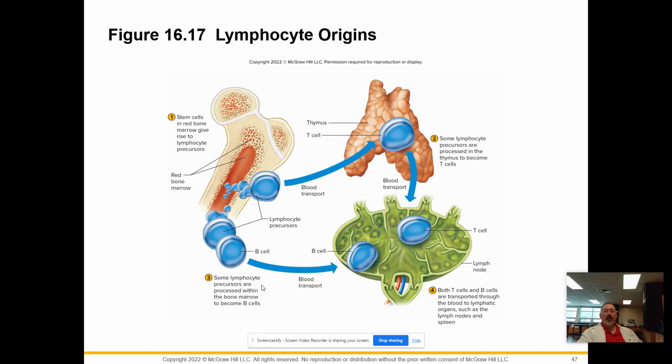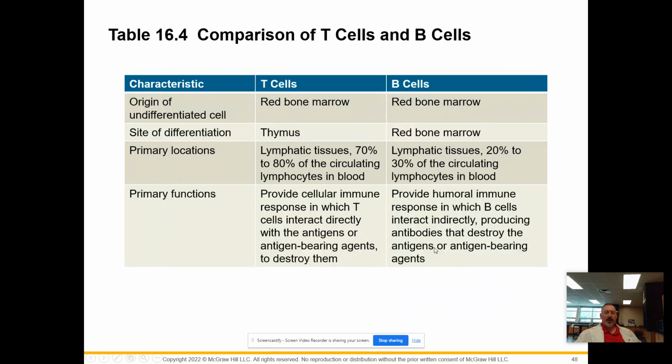So this is showing the B cells being generated solely in the red bone marrow. And we have the T cells, which are started in the bone marrow, and they have maturation in the thymus. Then they're going to be released, and you can see them starting to accumulate in a lymph node doing their job.